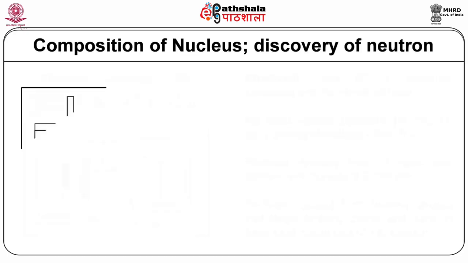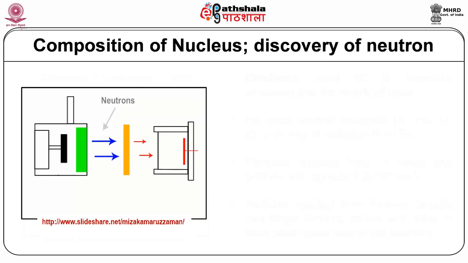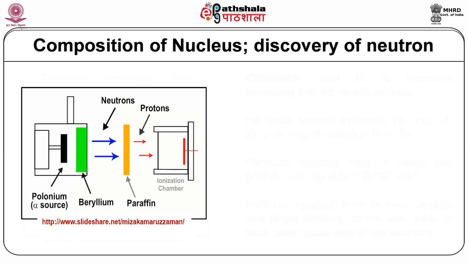Composition of nucleus, discovery of neutron. This slide is in continuation to the previous slide. In the previous slide, we saw that Joliot and Curie performed an experiment and obtained some results, and on the basis of the results, they equated the invisible particle coming out of their experiment to energetic gamma rays. They considered that these gamma rays are energetic enough to emit protons, similar to what people had seen in the Compton effect.